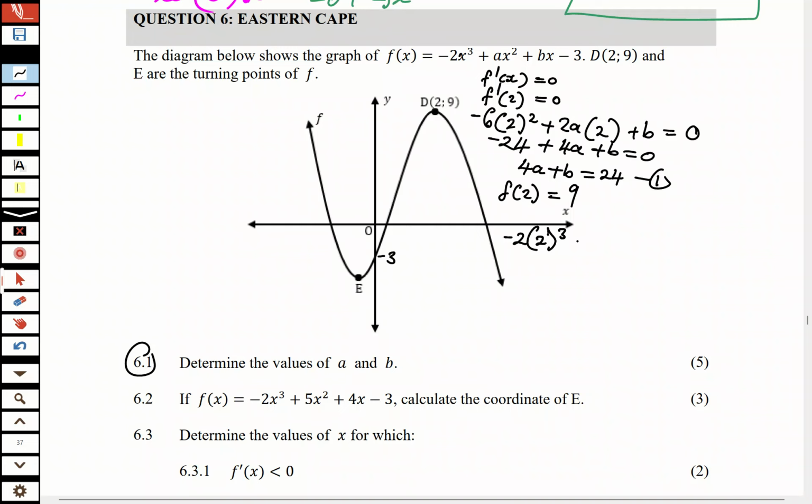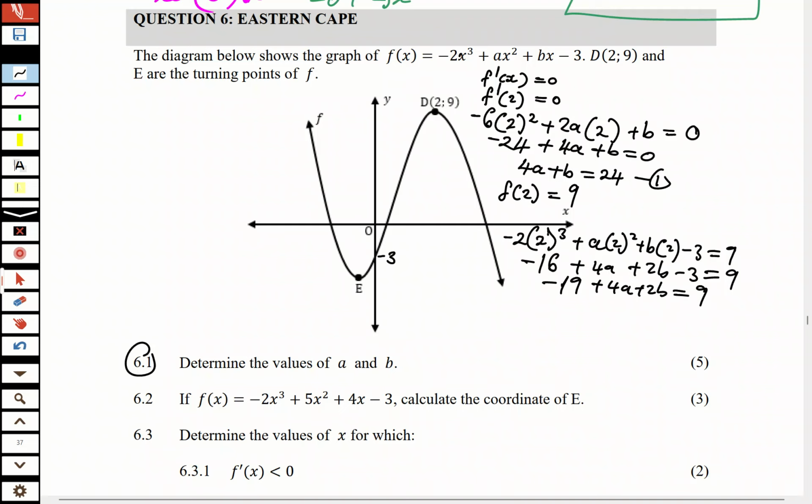So this is 2 cubed plus a into 2 squared plus b into 2 minus 3. This gives us 9. This is 8, 8 times 2, that's negative 16, plus 4a plus 2b minus 3, and then it's equal to 9. So we know that here we'll have negative 19 plus 4a plus 2b is equal to 9.